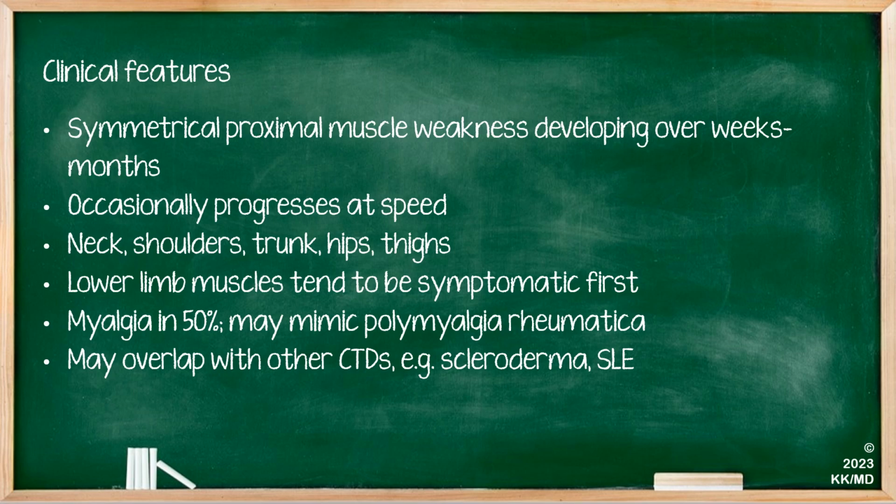Lower limb muscles are frequently more symptomatic at first than upper limb muscles, and myalgia, which is one of the commonest features and happens in about 50% of cases, can mimic the presentation of PMR, or polymyalgia rheumatica. So it would be a reasonable differential to think about in your PACES exam.